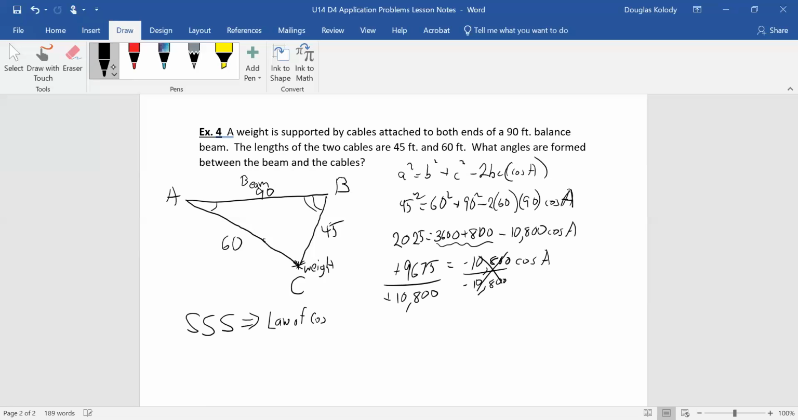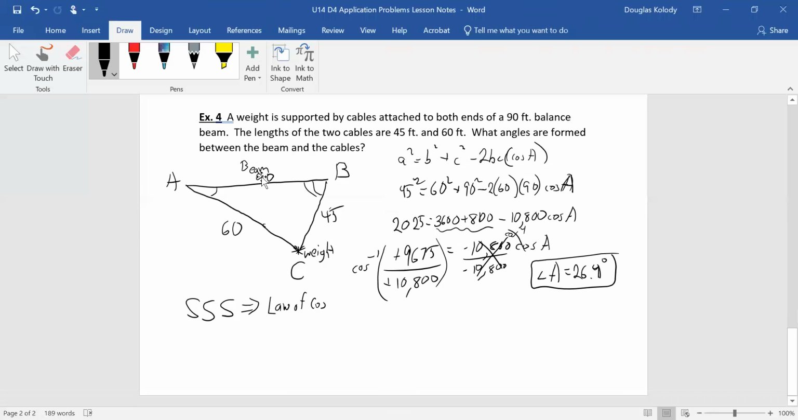Negatives cancel. And if I take the arc cosine, or the inverse cosine, of that, I'm left with angle A equaling 26.4 degrees. Okay, great. We're halfway there once again. Now all we need to do is find angle B.